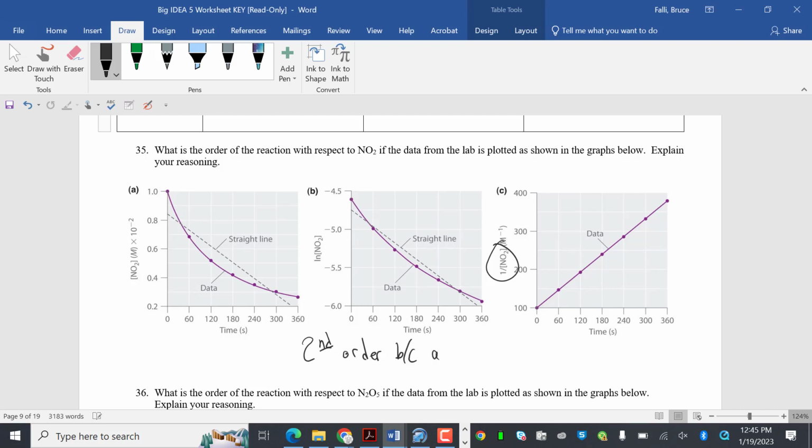because algebraically a second order reaction is linear with 1 over NO2 versus T. Is that 10^2 or 10^-2?